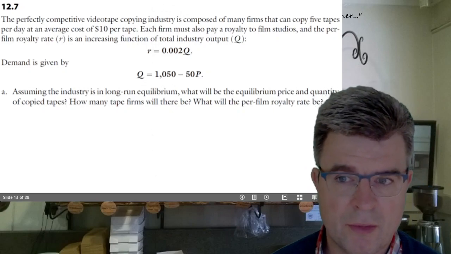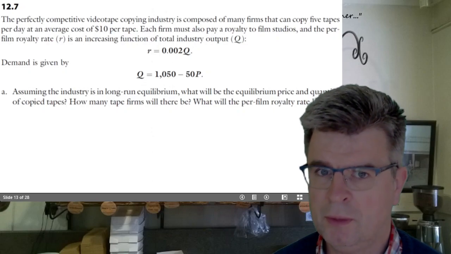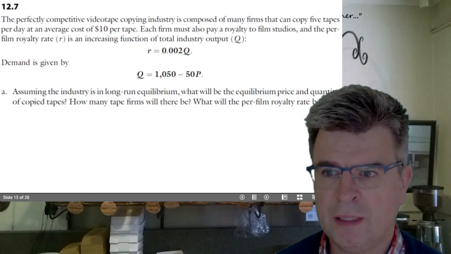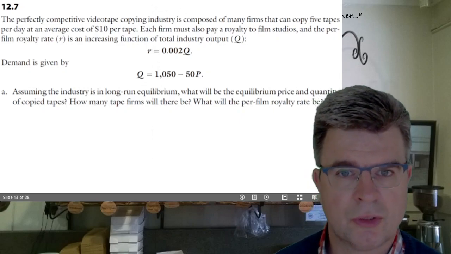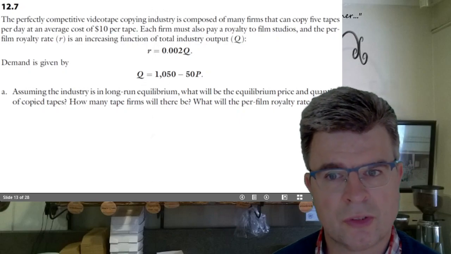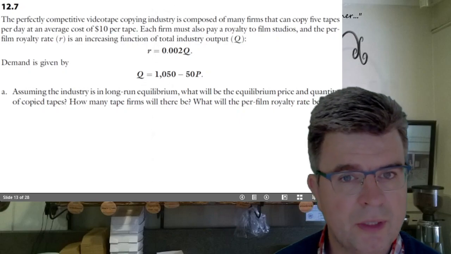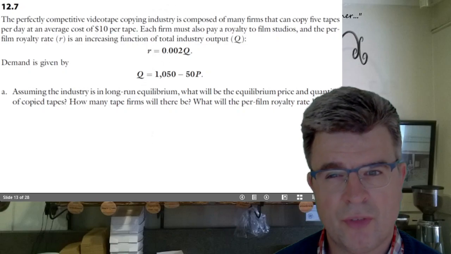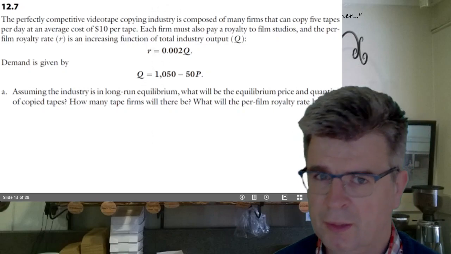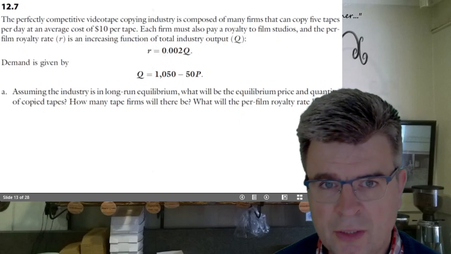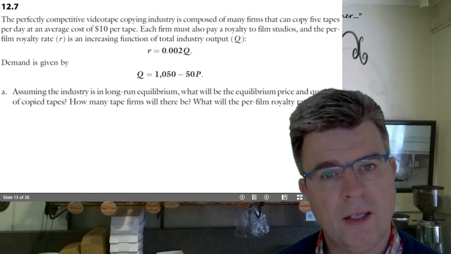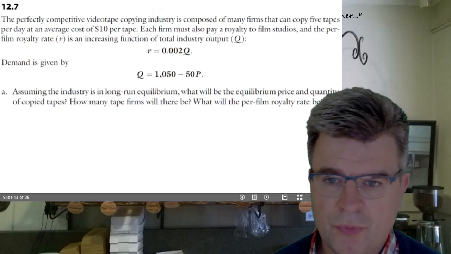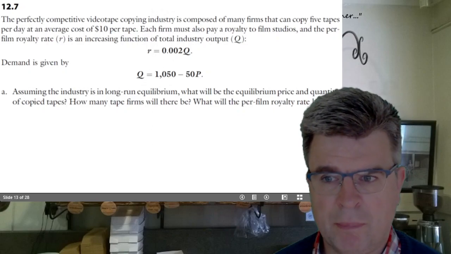We have a perfectly competitive videotape copying industry, admittedly a very old-fashioned industry, which is composed of many firms that can each copy 5 tapes per day at an average cost of $10 per tape. In addition to the cost of $10, each firm must also pay a royalty to the film studios who own the copyrights, and the per film royalty rate is an increasing function of total industry output. This is what makes this industry an increasing cost industry, because the royalty rate is a cost to the videotape copying firms. And the demand for videotapes is given by 1000 minus 50p.